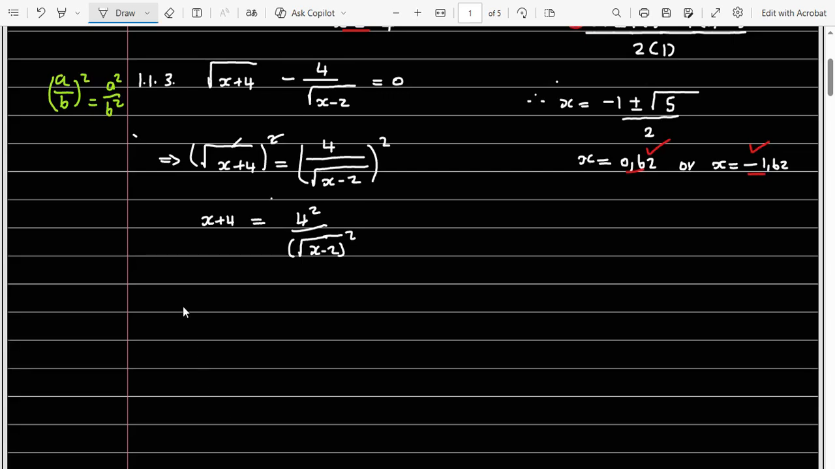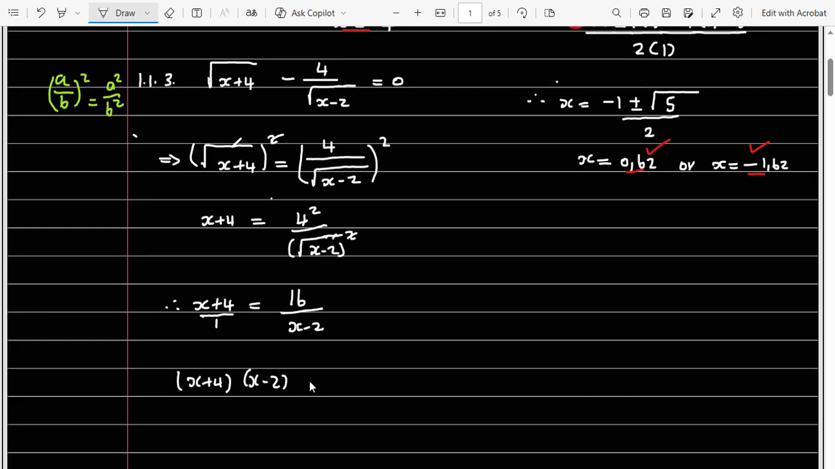The square root will cancel this side. So therefore, I'll have x plus 4 equal to 16 over x minus 2, because the square root cancels. So now we need to get rid of the fraction. We can cross multiply, because everything here is over 1. So I can take the x plus 4, multiply that with the x minus 2.